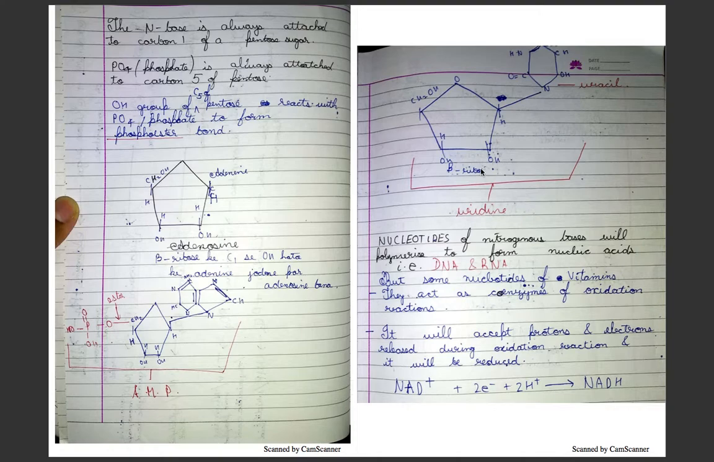Now the nitrogen base is always attached to carbon 1 of the pentose sugar. Pentose sugar is just a carbohydrate, nothing else, that is ribose or deoxyribose. The phosphate is always attached to carbon 5 of the pentose. The OH group of C5 of the pentose reacts with the PO4 phosphate group to form a phosphoester bond.